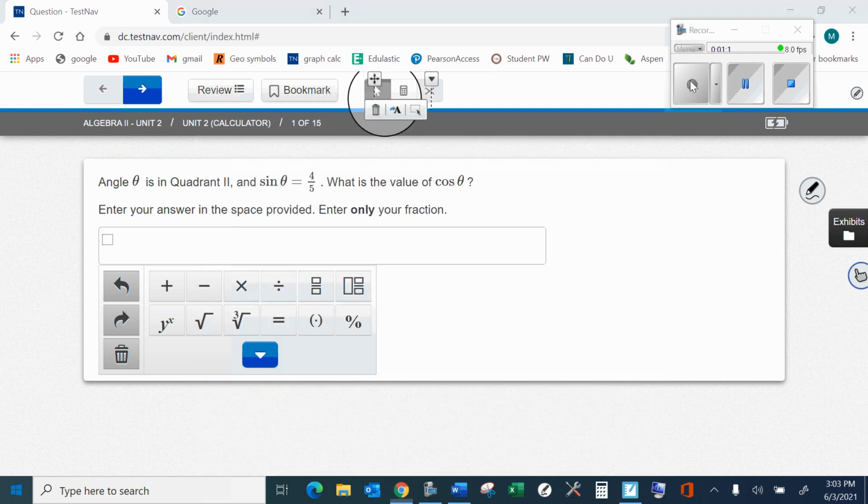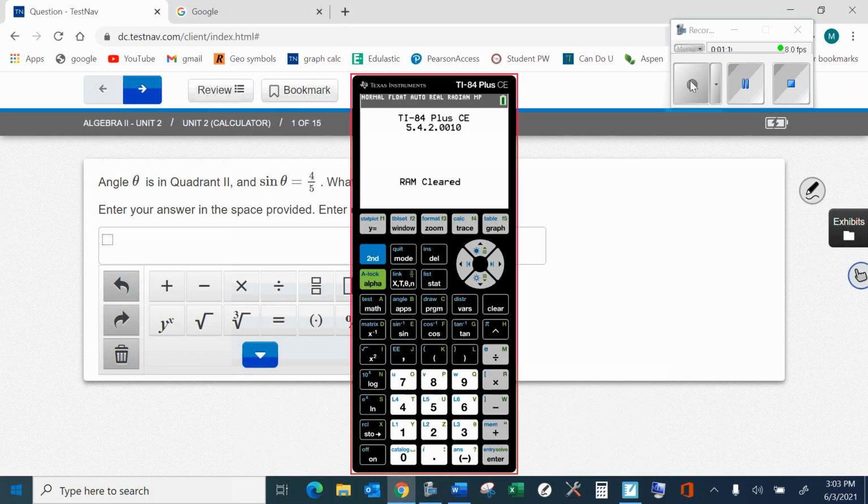So again, circle right up here in the middle is your calculator. So I click on it, comes up, looks like this. I hit clear right over there on the right side below the down arrow. You see it's still highlighted in red. That was the last button I just pressed.